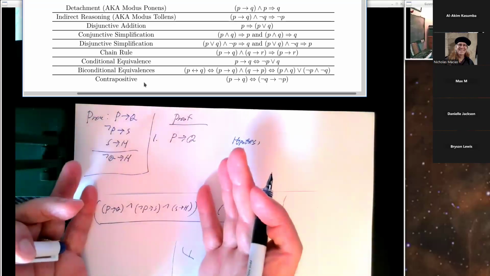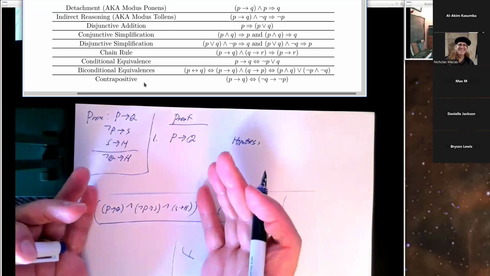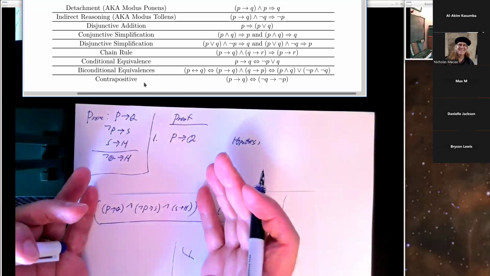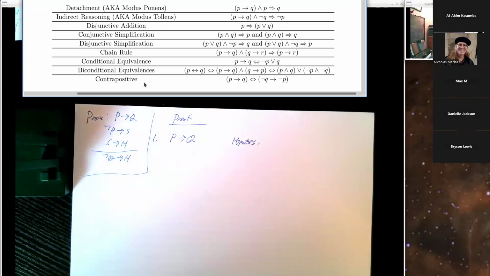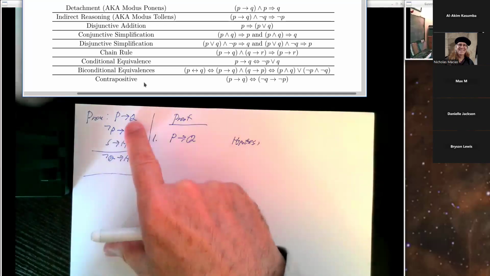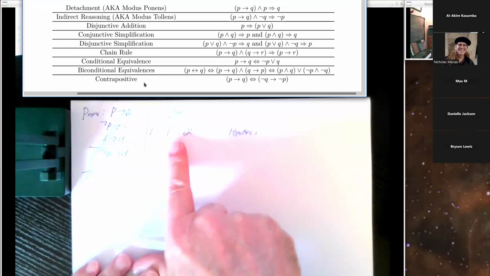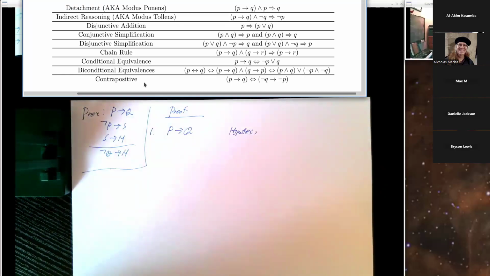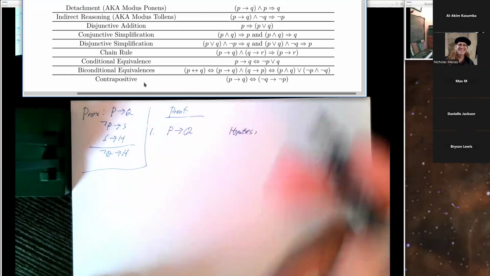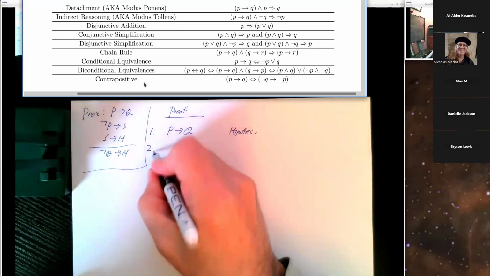So this is the hypothesis, right? But it's also just the conjunction of three individual hypotheses. So I can state any of these things as being true in my proof and just say the reason is it's a hypothesis. Okay, so I can start off with if P, then Q.